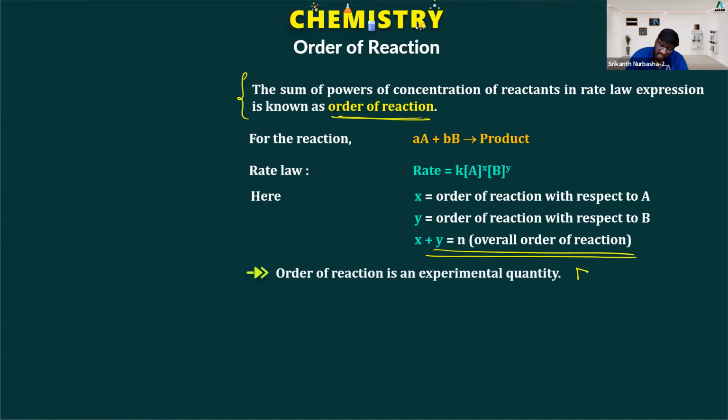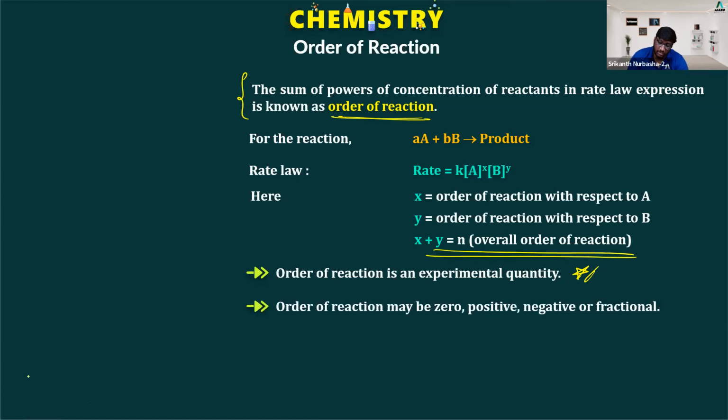Order of reaction is an experimentally determined quantity. It is not a theoretically given quantity. Whatever stoichiometric coefficients we have, if you write that in the law of mass action, that is theoretically given. But order of the reaction is experimentally given, not theoretically given. Is everything clear, students, so far? Yes, sir.